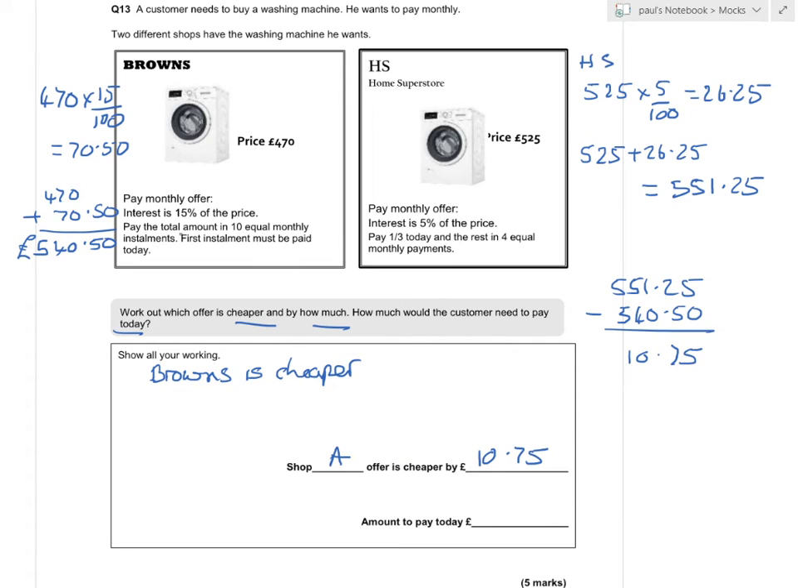What do we do? Pay the total amount in 10 equal monthly instalments. First instalment must be paid today. So the total amount of Brown's is 540.50, and we want to just divide that by 10, don't we? Because we're paying 10 equal instalments, and that is going to be £54 and 5 pence.